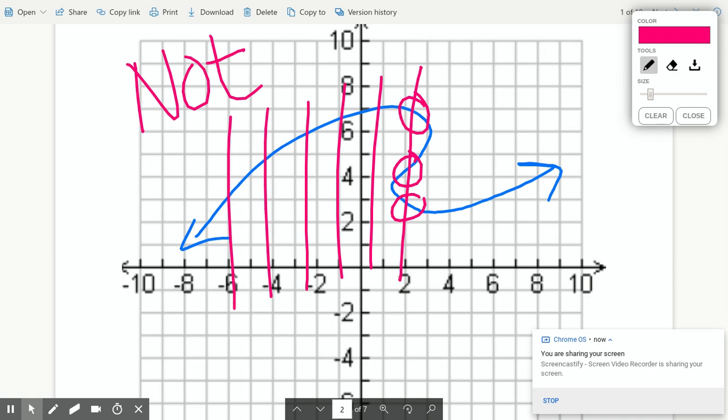So that's how you can tell whether a relationship is a function or not: if it passes the vertical line test, only passes through one point for any vertical line you draw.